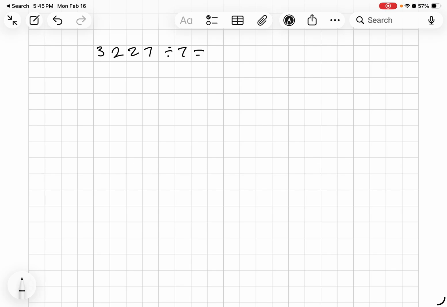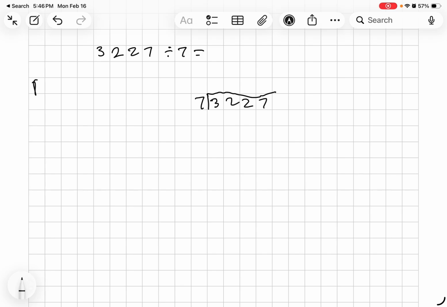Anyway, so how we set this up is that we make an open box with 2 lines. So here's the first line. Here is the second line. Okay, put 3,227 in there, and we put 7 outside the box. And now what we do is we set this up. We don't have to, we can memorize this. But when we're learning, we're going to do it.